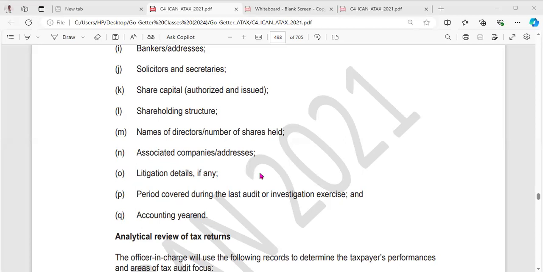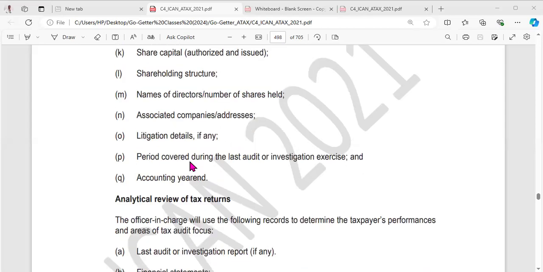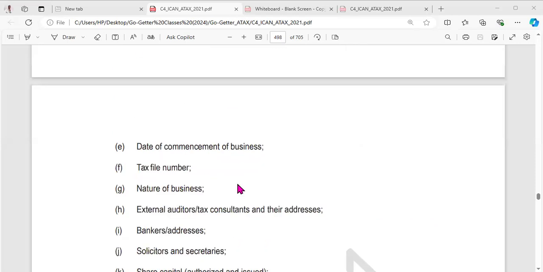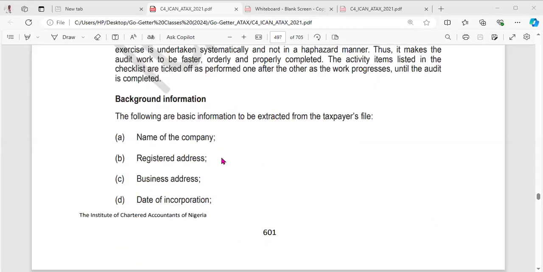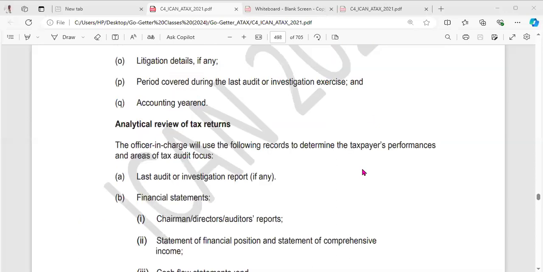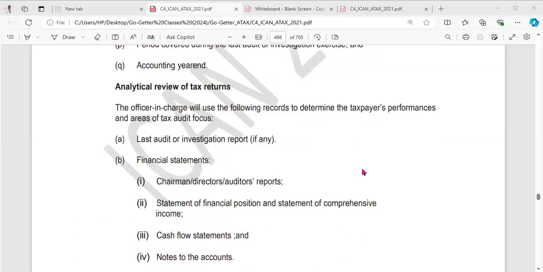Then litigation details, if any, if you have been litigated before. Then the period covered during the last audit or investigation exercises will need to be obtained. Then the accounting year end. All these are involved in the background information. Now, armed with that, there's going to be an analytical review of the tax returns.